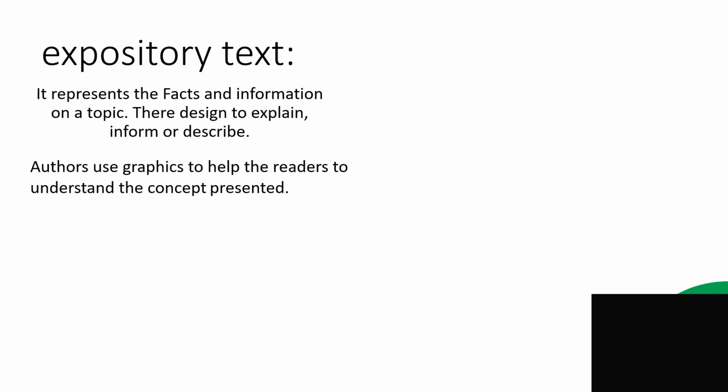Expository text is a type of text that represents facts and information on a topic. They're designed to explain or describe the information. The authors use graphics to help readers understand the concept represented.